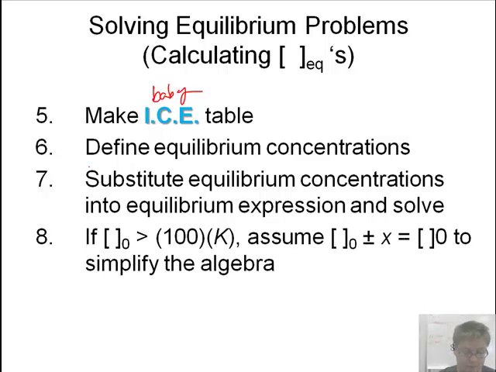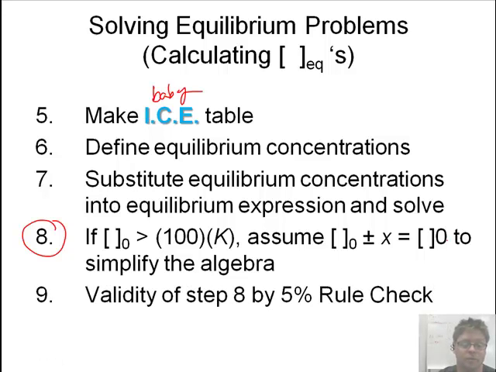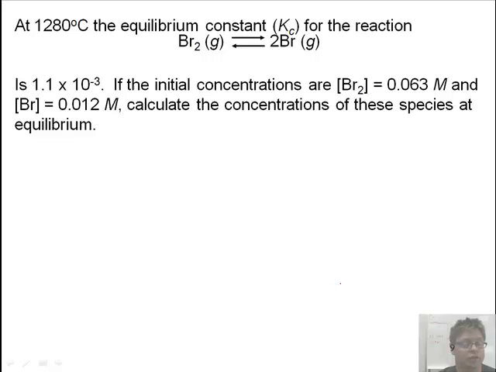Last rule, number 8, is if the initial concentration is greater than 100 times K, you assume the initial concentration plus or minus X is equal to the initial concentration to simplify the algebra. So this is a step we'll look at with these practice problems. And then validating step 8 by the 5% rule check, and we'll get into this in more detail as we go.